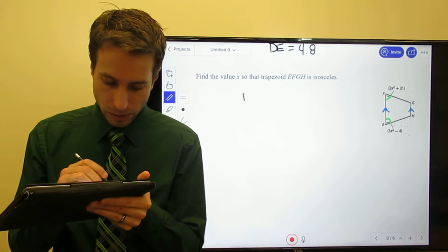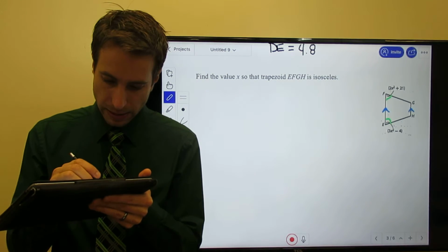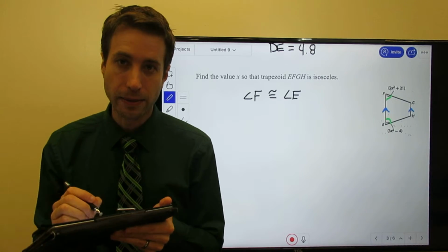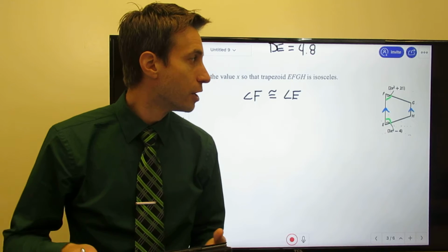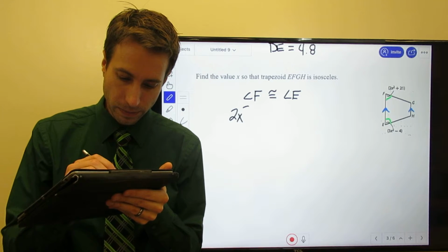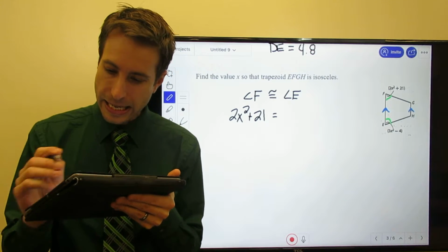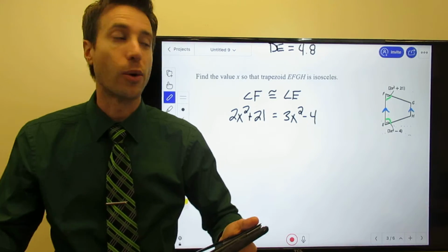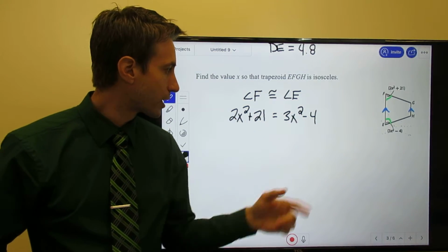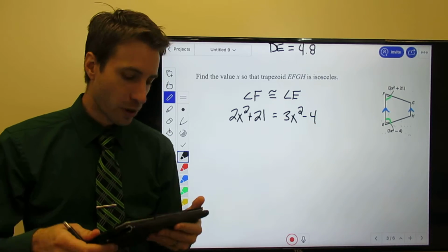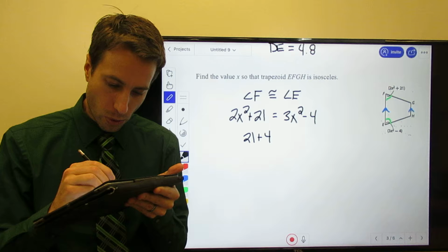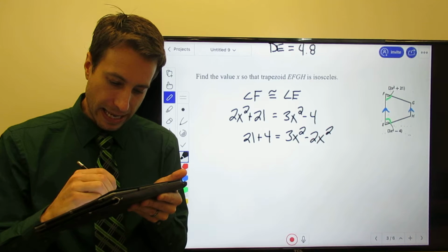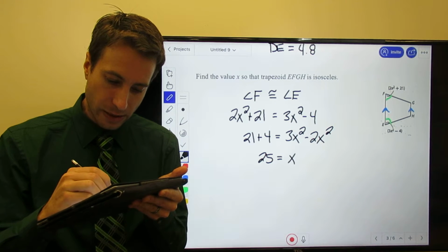That means that angle F must be congruent to angle E. All right, well, we start throwing stuff in there. Angle F, 2x squared plus 21. Angle E is 3x squared minus 4. All right, let's go ahead and do a little bit of algebra. I will subtract the 2x squared to the other side, add 4 to this side. So I wind up with 21 plus 4 equals 3x squared minus 2x squared. What does that get me? That gets me 25 is equal to x squared.